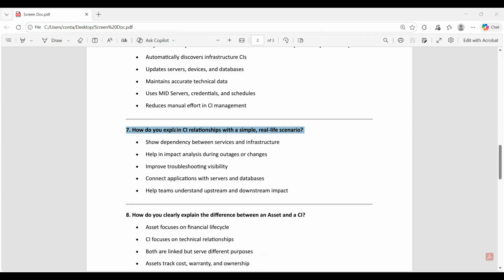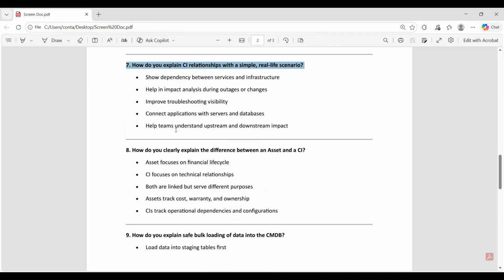These relationships can be created through discovery, service mapping, integration, or manually as well, but mostly it is automatic via discovery. So these are some key points which you have to share during the interview. Let's move to the next question.